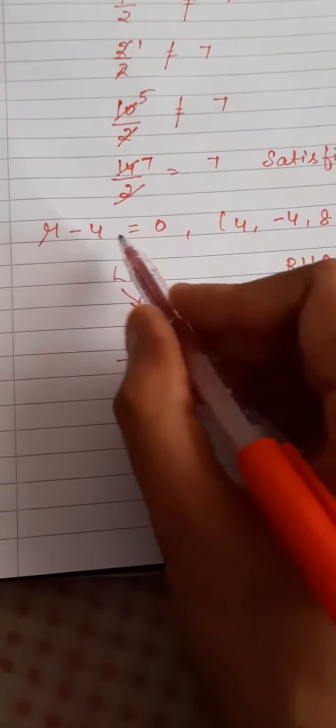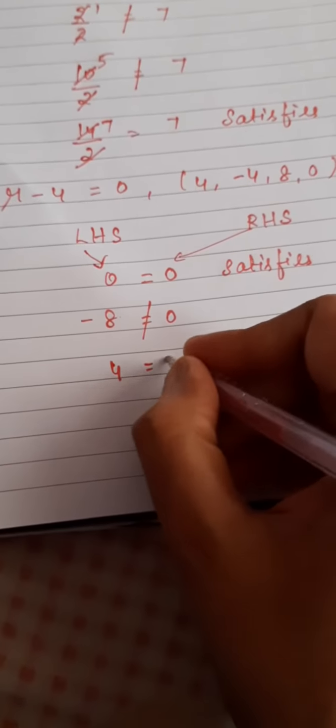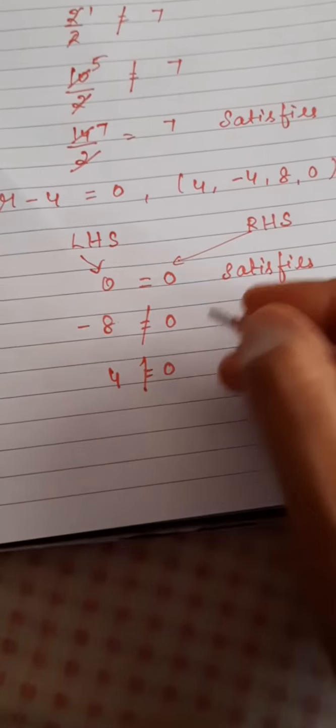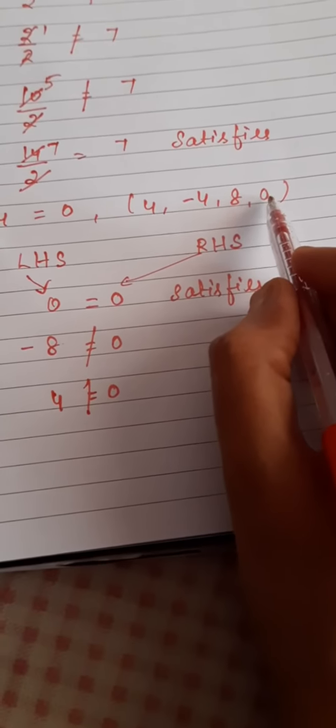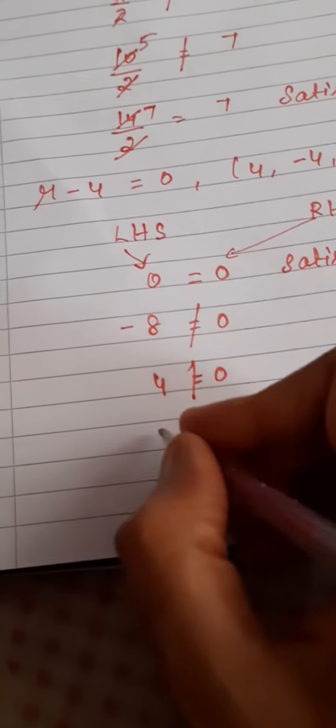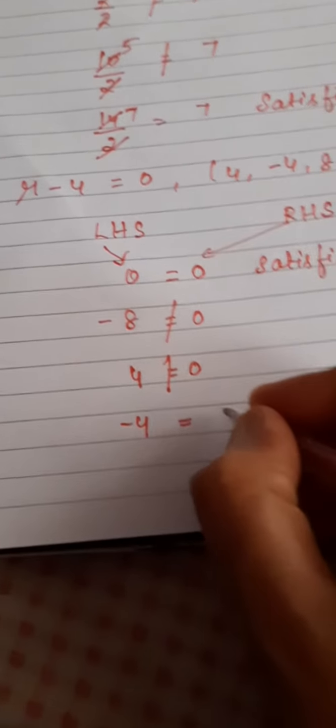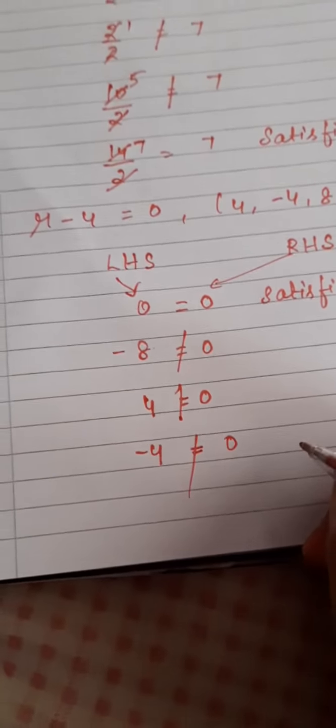Next, the value of r is 8. So 8 minus 4 is 4, equal to 0, not satisfying. Then the r value is 0. So 0 minus 4 is minus 4, equal to 0, not satisfying.